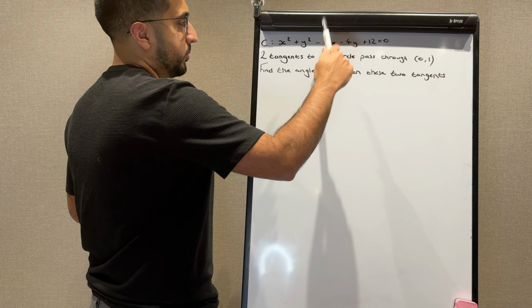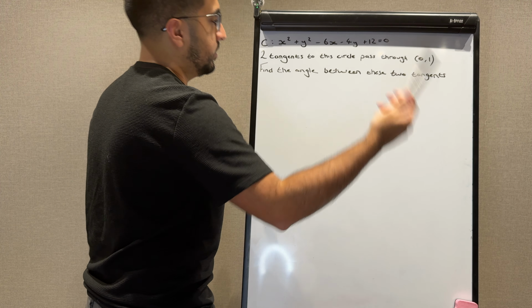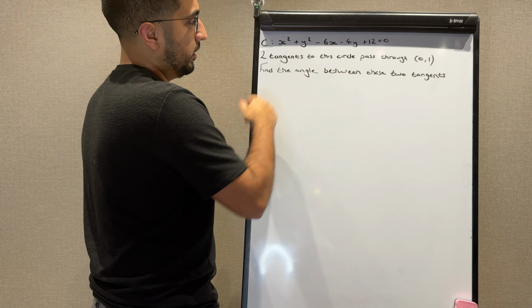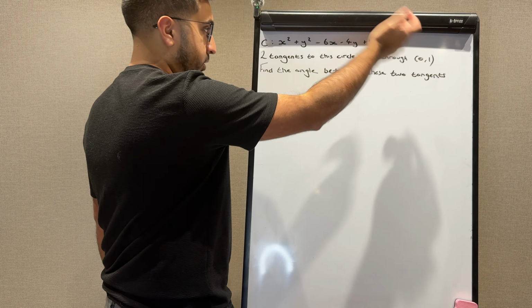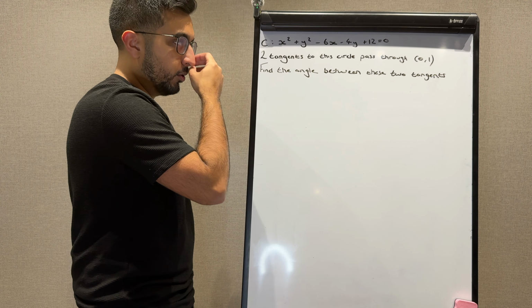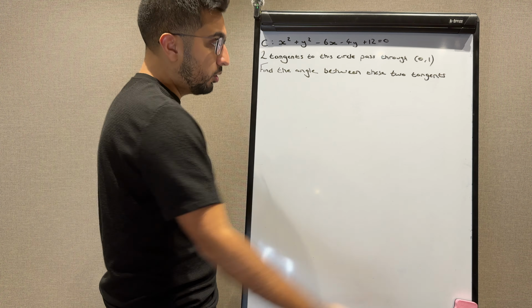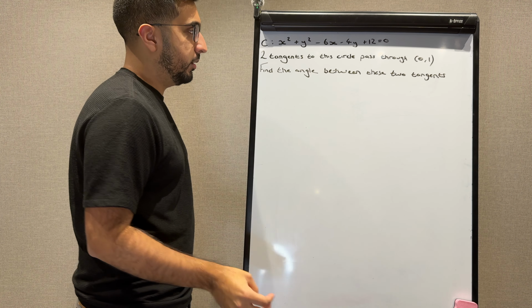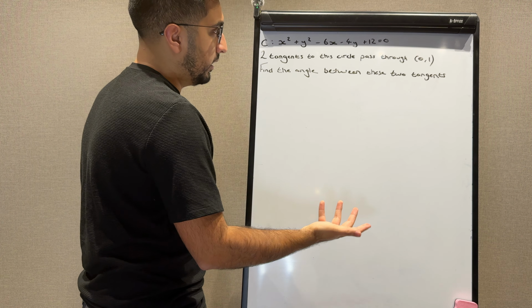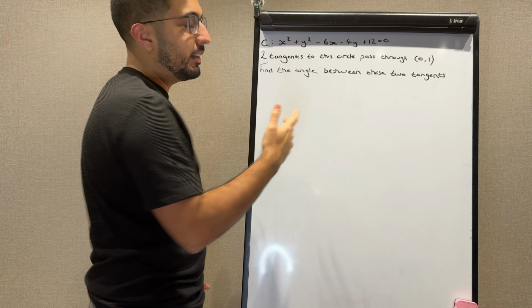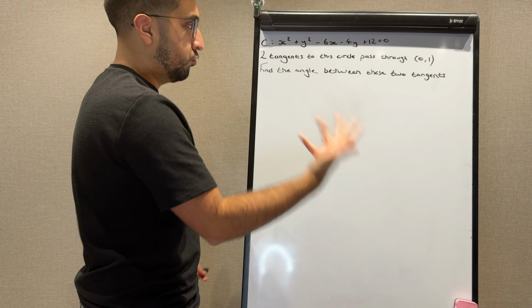We've got x squared plus y squared minus 6x minus 4y plus 12 equals 0. It is a circle. Two tangents to the circle pass through the point (0, 1), and we want to find the angle between these two tangents. Normally, my first port of call would be to draw a diagram, and I would yell at you about it. But there's nothing to draw yet, because it's obviously a circle, but not one we can draw.